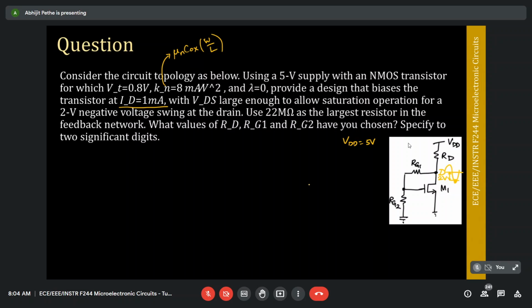So where would you begin? I think using ID, you can find VGS. Good, so do that. That's the right step. First, what all do you need? You need to calculate RD, RG1 and RG2. You know that RG2 can be calculated if I know what VGS is needed, because VGS is nothing but the voltage that is developed across RG2. So start there.